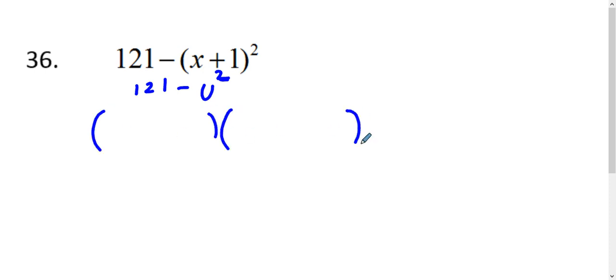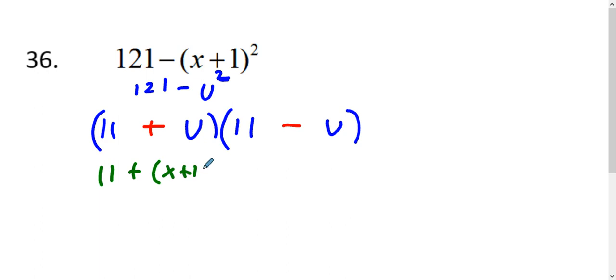more complicated. So the 121, since these are both perfect squares and there's a minus, we can split it up to 11 and u. And then since it was a difference of squares, they're supposed to be conjugates, so 1 plus, 1 minus. But that u is supposed to be x plus 1. So this should be 11 plus x plus 1. And 11 minus, parentheses, x plus 1.